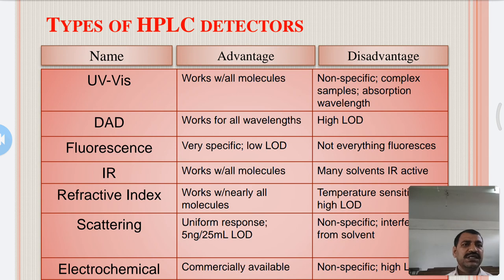And the disadvantage: its technique has a high LOD. Second, the fluorescence type of detector. It is very specific and has a low LOD. The disadvantage is that not everything fluoresces, which means not all components are fluorescent in nature. The IR type of detector works for all molecules, but many solvents are IR active, so that is one of the disadvantages. Second, the refractive index type works for nearly all molecules, and it is temperature sensitive.